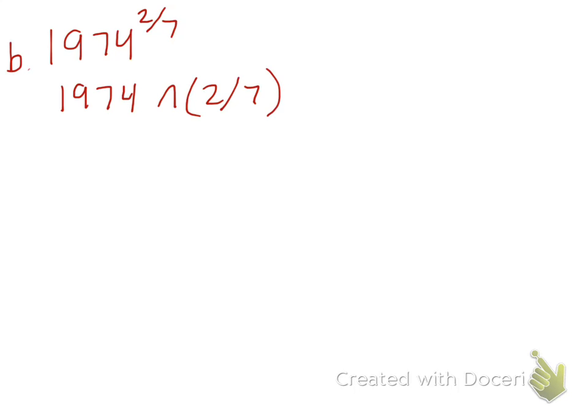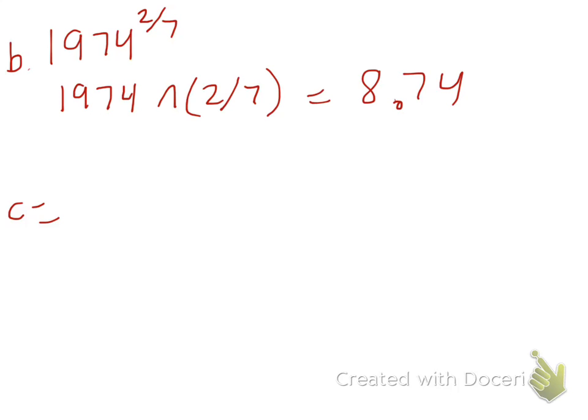We have 1974 raised to the 2/7. How do I put this into the calculator? They made it easy. 1974, caret key, parentheses, 2 divided by 7. Very good. Don't forget that parentheses. If not, it's going to change the answer. 8.74. So remember, it says to round to 2 numbers.